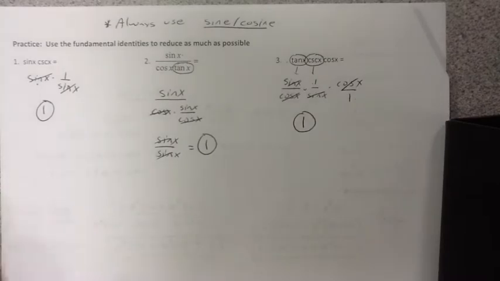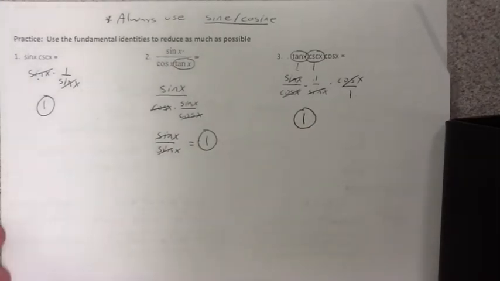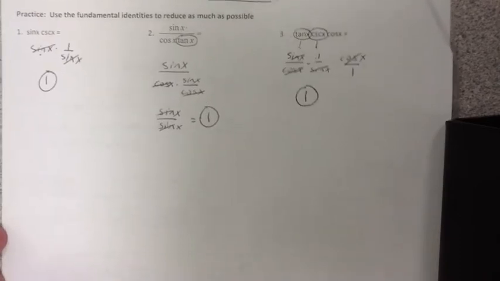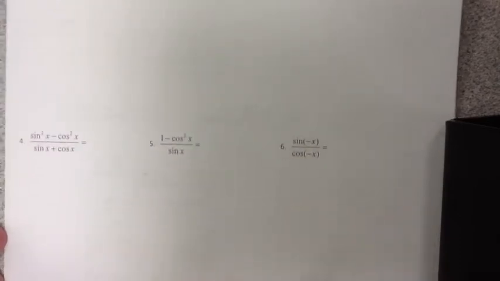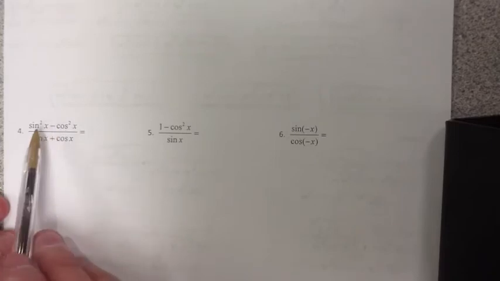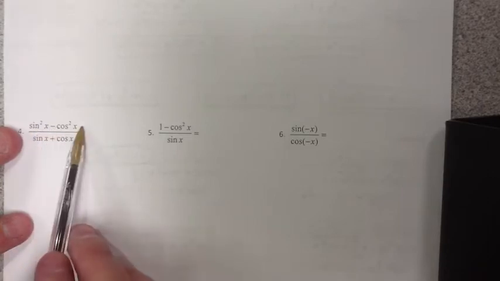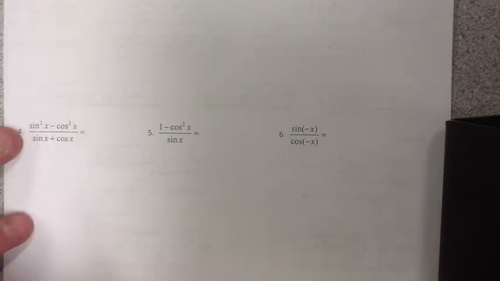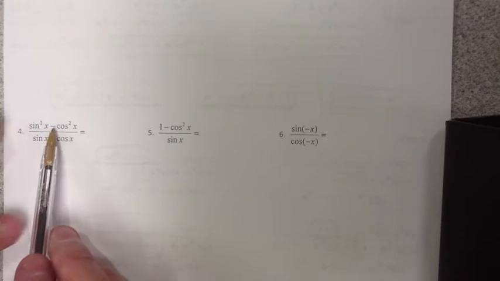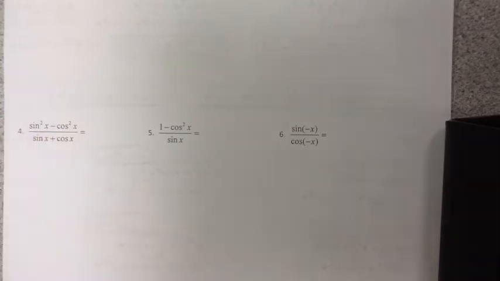Now please, there's not a pattern here. Everything's not going to be 1. I promise you that. As a matter of fact, let's take a look at number 4 down here. A little bit different. Now, normally when we see a square, we always think Pythagorean. Now, if this were sine squared plus cosine squared, we could just say the whole top just equals 1. However, we don't have that. That would be too nice for us.